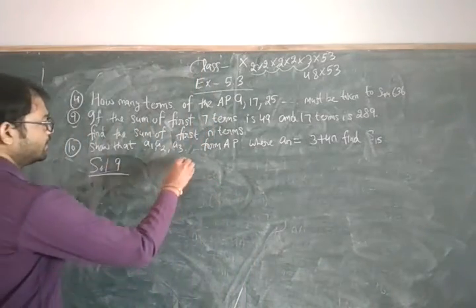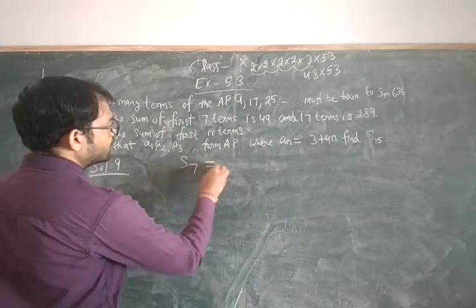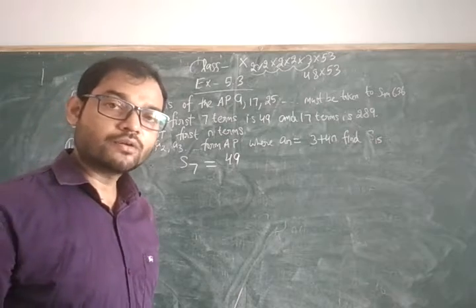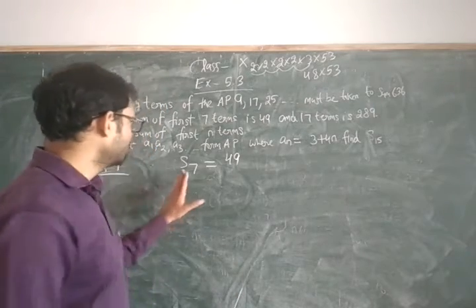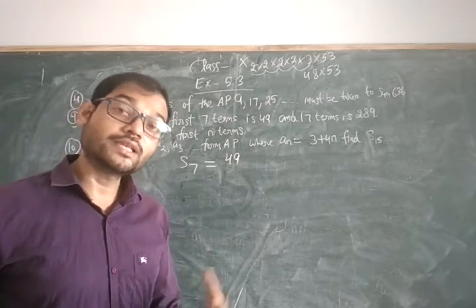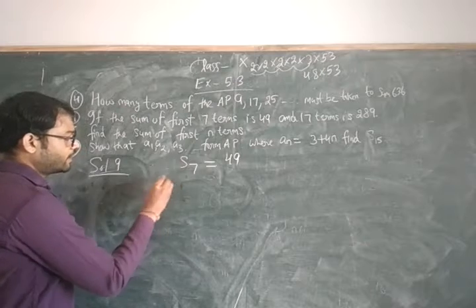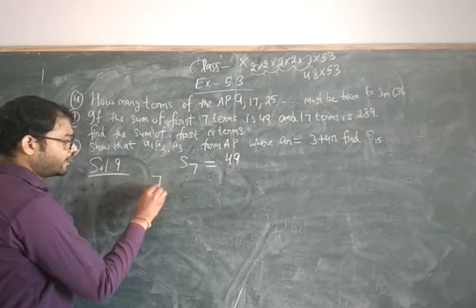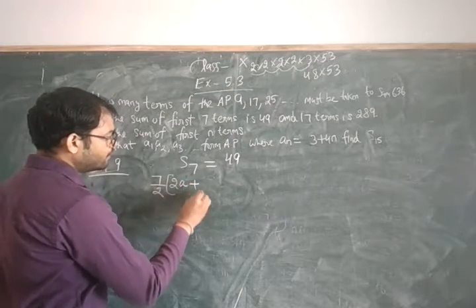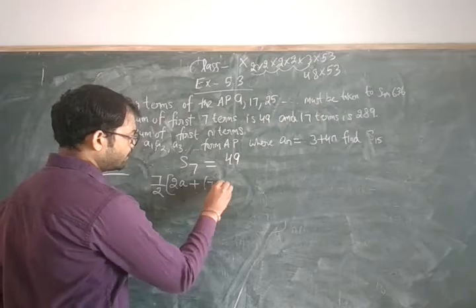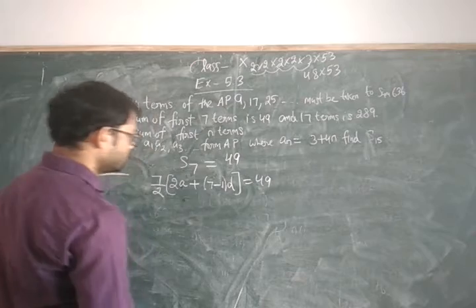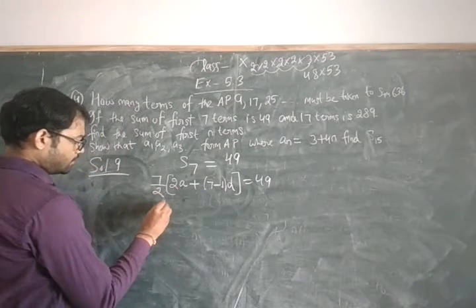So I will write here that sum of 7 terms is equal to how much? 49. So I have given that sum of 7 terms is 49. Now you can make the equation here by using the formula of sum. आपने formula भी sum का ही लगाना. So sum formula is n upon 2 [2a plus (n minus 1)d], so n upon 2 into 2a plus (7 minus 1)d is equal to 49.